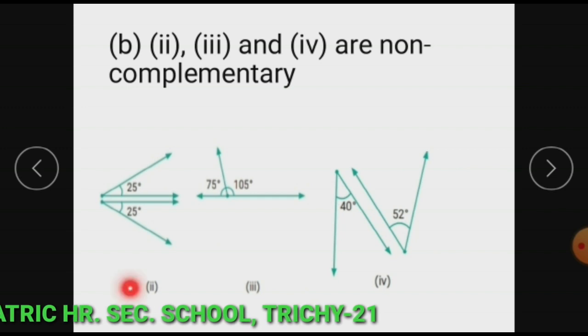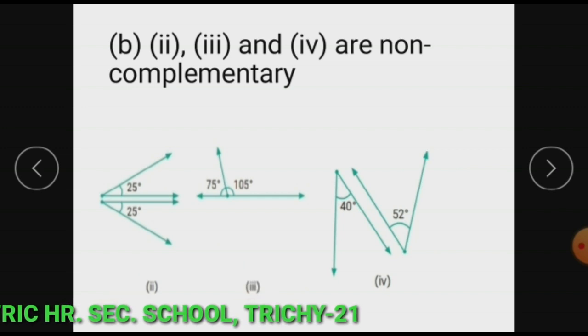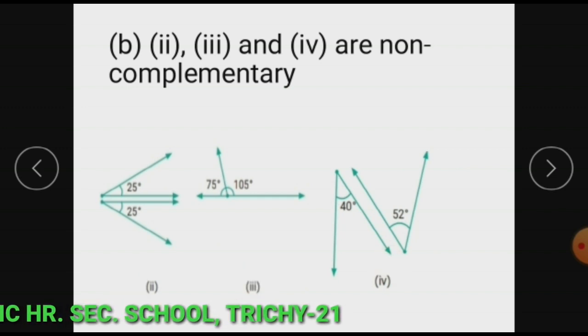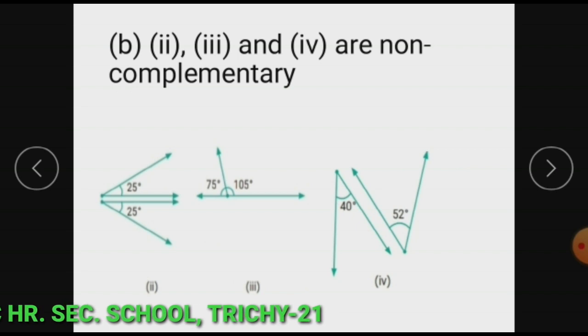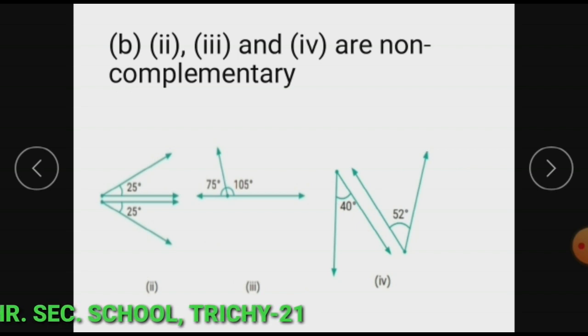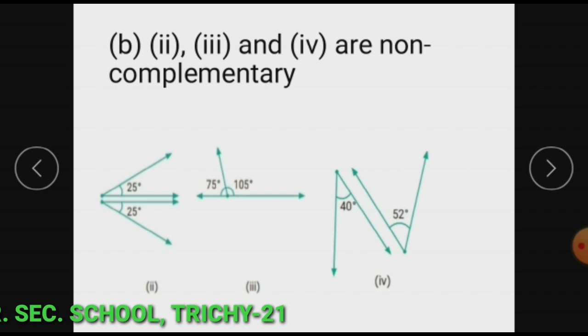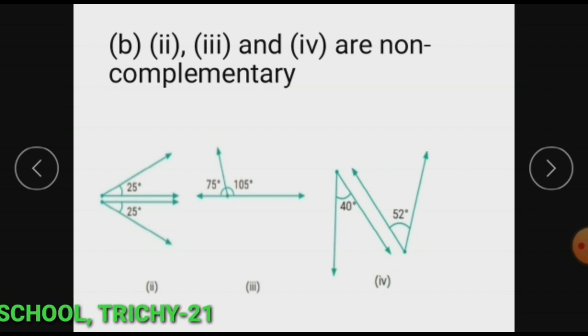In figure 2, 3 and 4 are non-complementary angles. In figure 2, 25 plus 25, we get only 50. It is not equal to 90 degree. So it is a non-complementary angle.